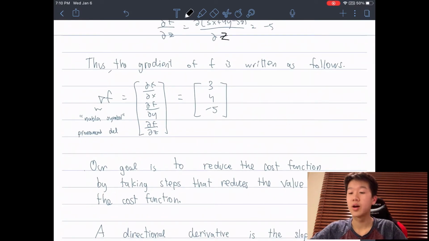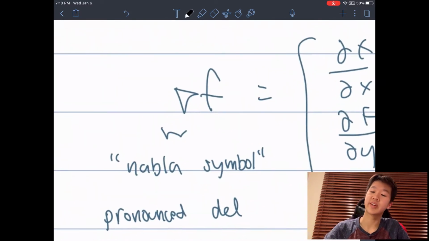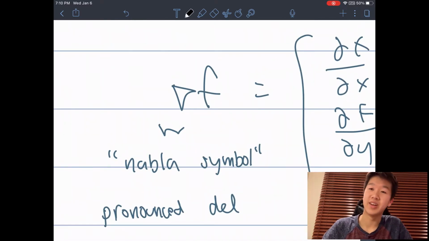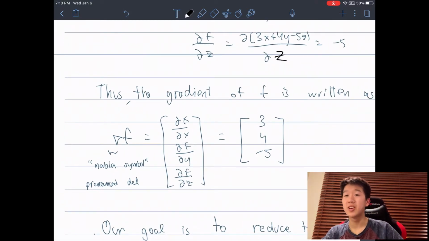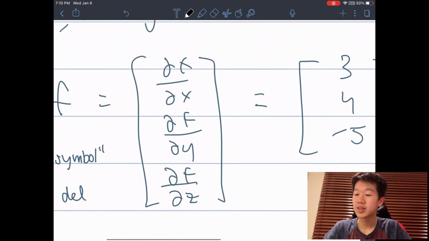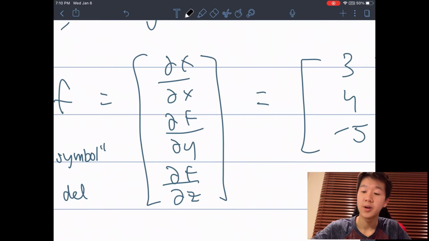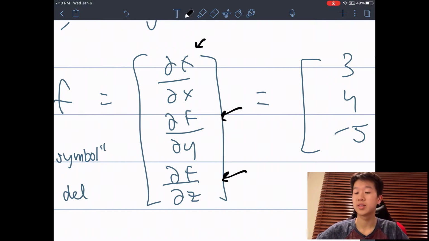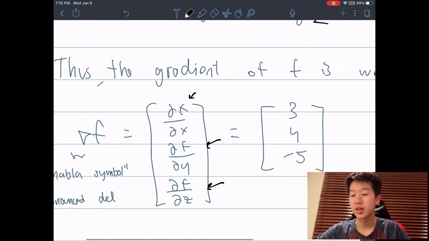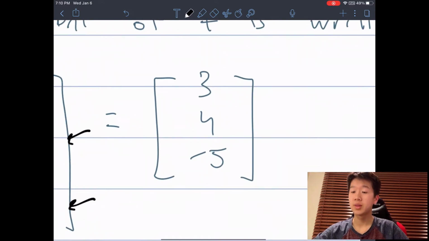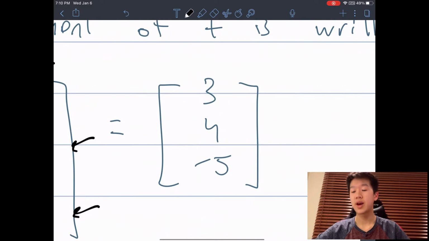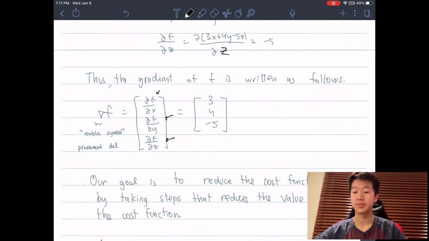So the gradient of a function f is written as follows. It's kind of like a Doritos chip with an f, and it's called the nabla symbol. It's a nabla symbol, but you can pronounce it del. Personally, I just like to call it the gradient of f, and it can be represented as a vector. So the vector of each partial derivative, so each variable, so del f over del x, del f over del y, and del f over del z. And in our case, since we calculated each of them individually, we put them back where they belong, and we have the vector 3, 4, minus 5.